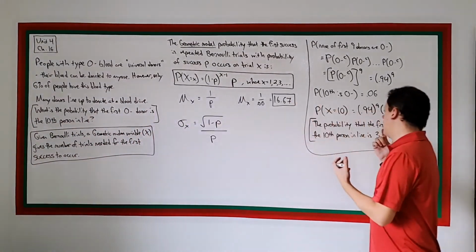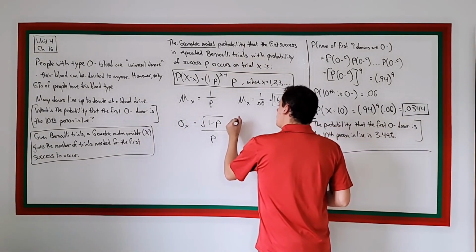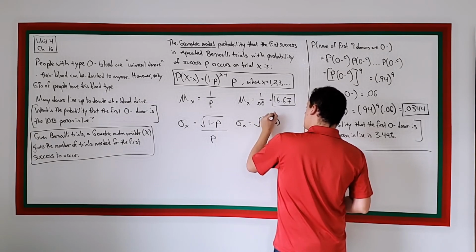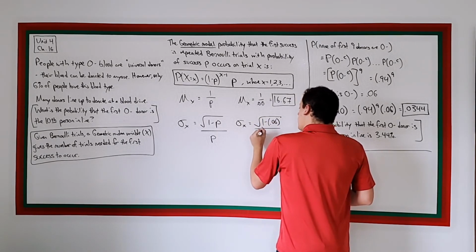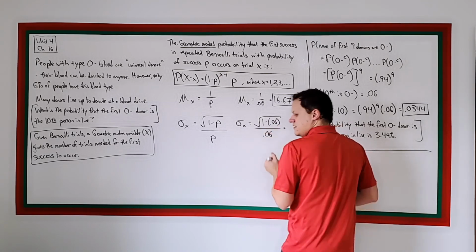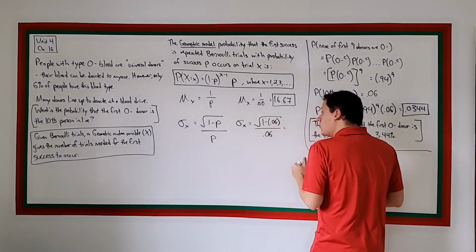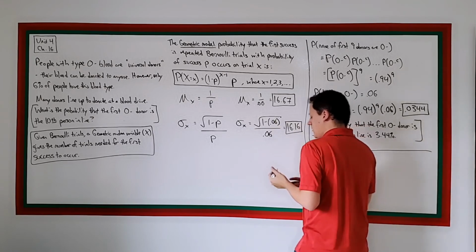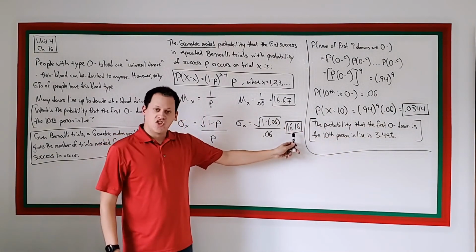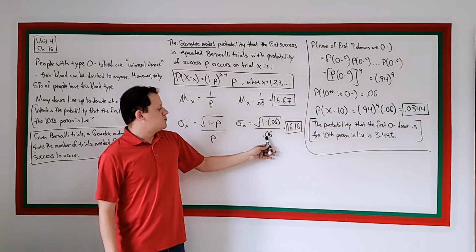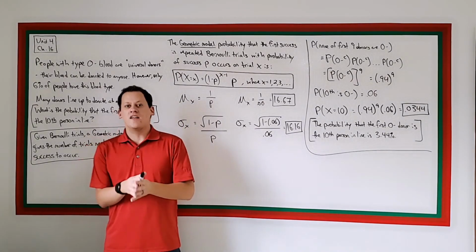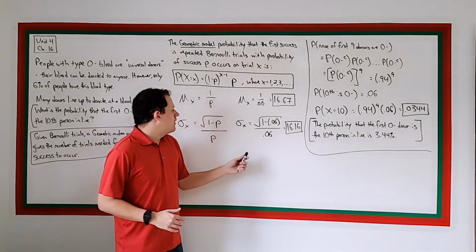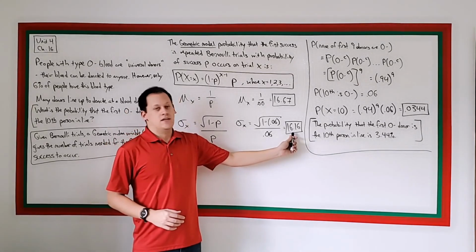And so the standard deviation for our example here would be the square root of 1 minus 0.06 over 0.06, which is 16.16. Interesting. There's sixes everywhere here. Okay. And the reason the standard deviation is so large is likely because the probability of success is so small. There's a lot of variability in how many people you need to look at before getting the first success here. The closer this is to 0 or 1, the bigger the standard deviation is going to be.